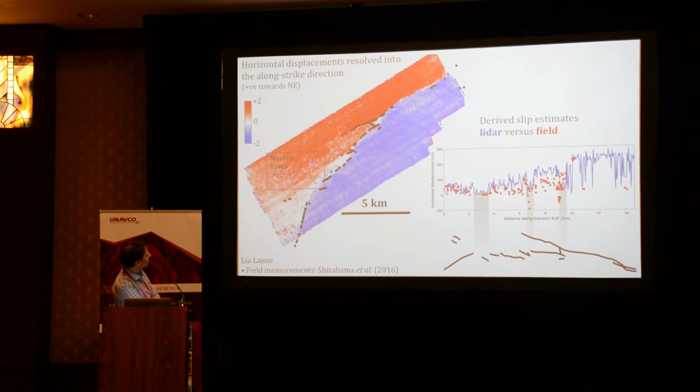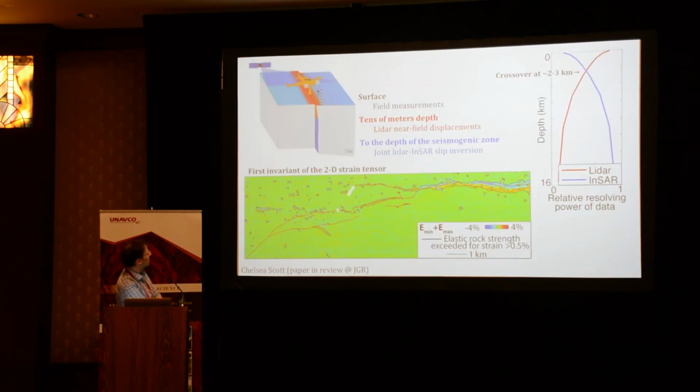This shows the horizontal displacement field. These are displacements resolved into fault parallel. This is work by Leah, who's in the audience. Field measurements in black. Clearly we get much better sampling of the fault, and our slip distribution on the right there in blue obviously is much more dense than the field one.